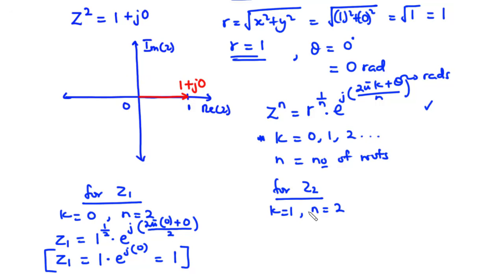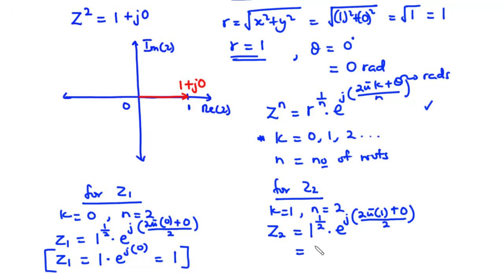Now let's find the value of z2. So for z2, still using this same equation, z2 is equal to, we have r to be 1, and then we have exponent 1 over n, which is 2, times e exponent j into bracket, we have 2 pi times k. This time we have k to be 1. So 2 pi times 1 plus 0 radians. So that is 0 all divided by n, which is 2.